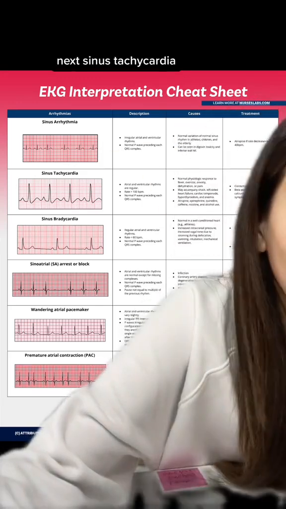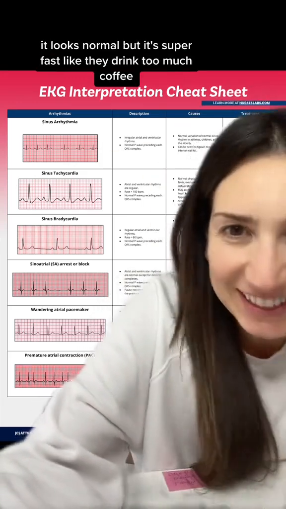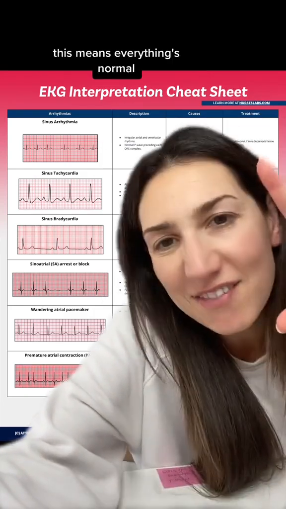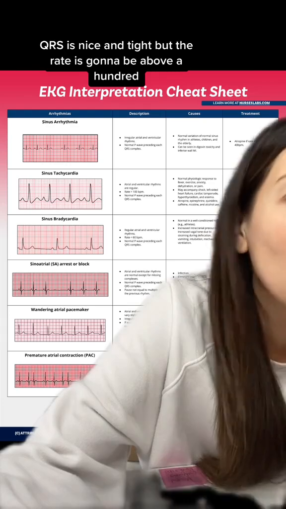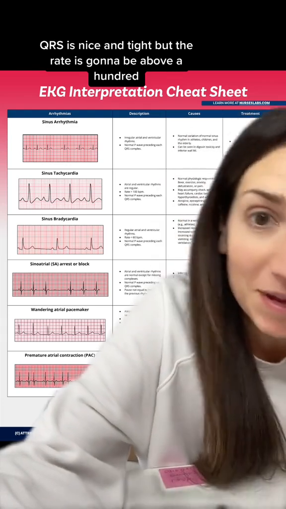Next, sinus tachycardia. It looks normal, but it's super fast, like they drank too much coffee. This means everything's normal. There's a P for every QRS. QRS is nice and tight, but the rate is going to be above 100.